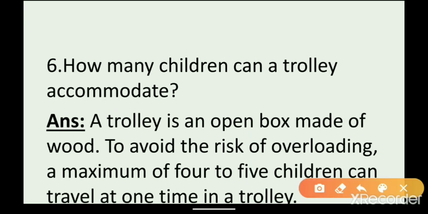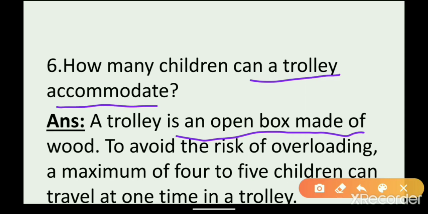Next, how many children can a trolley accommodate? So, how many children can a trolley take? A trolley is an open box made up of wood. To avoid the risk of overloading, a maximum of 4 or 5 children can travel at one time in a trolley. Overloading means more people.